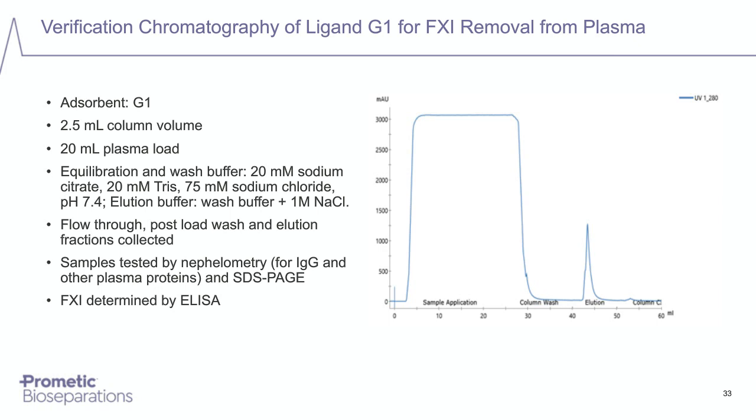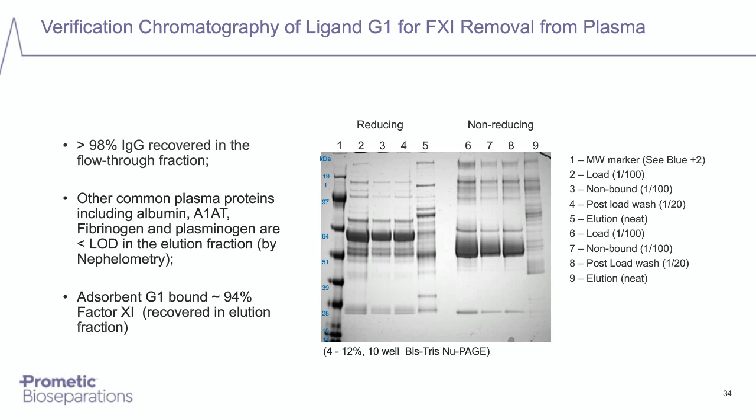If we now look at our SDS page of these fractions, in lanes 5 and 9, this is showing the elution fractions of these columns. So they have bound not just factor 11, they have bound a few other proteins. But if we look at the major plasma proteins like albumin, for example, IVIG, most of those are coming through in the flow-through fractions. So this particular ligand here, this ligand G1, is very effective in removing factor 11 from plasma or from IVIG that may have residual factor 11 present.